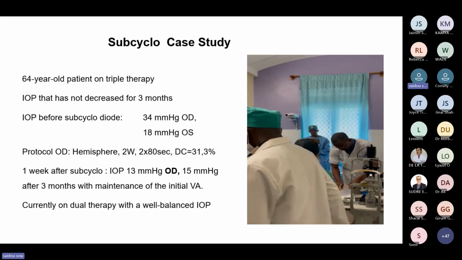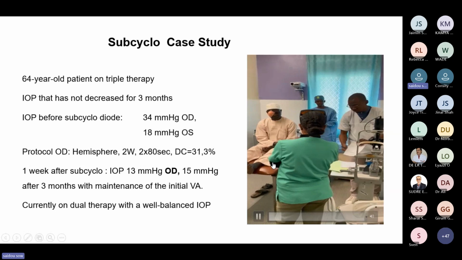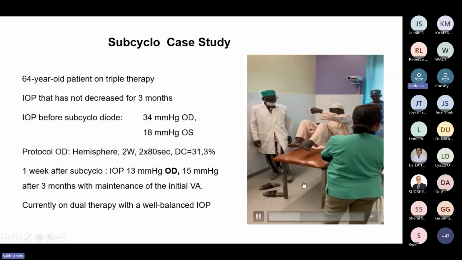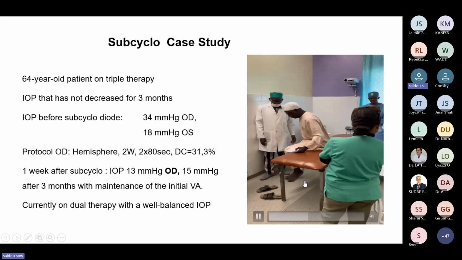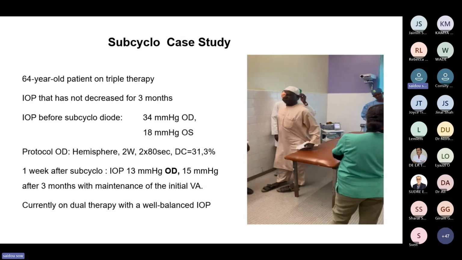So we performed a Subcyclo in the right eye with a protocol of treating the 2 hemispheres with 2 times 80 seconds with a duty cycle of 30.3%. In this video, after performing the Subcyclo, it was just in my consultation room with some colleagues. After anesthesia, it takes just 2 or 3 minutes to perform this technique.